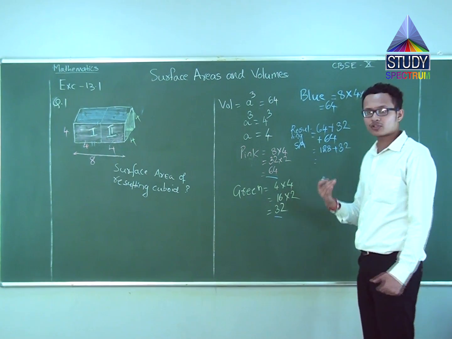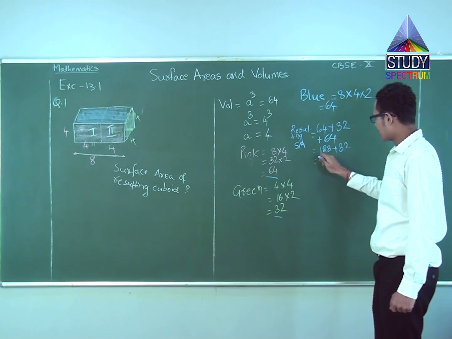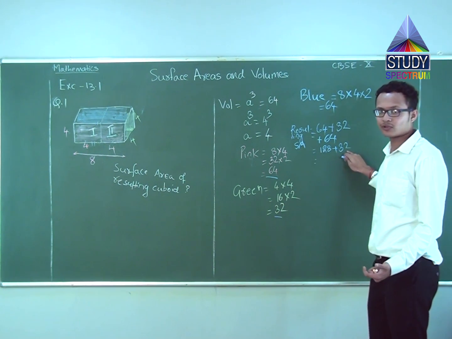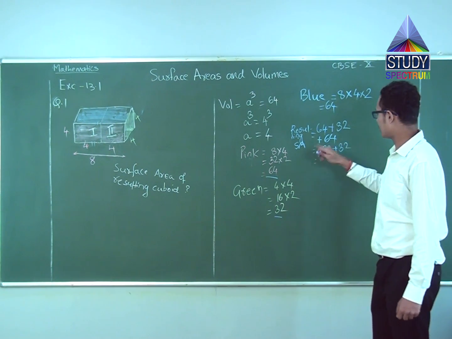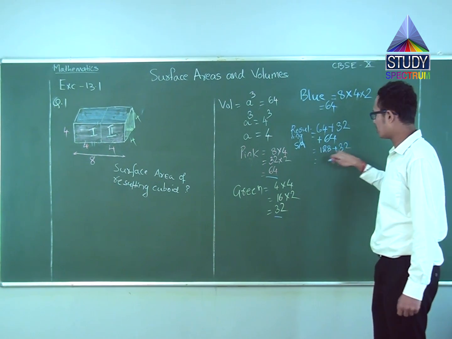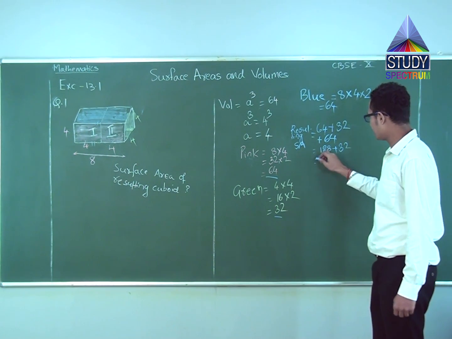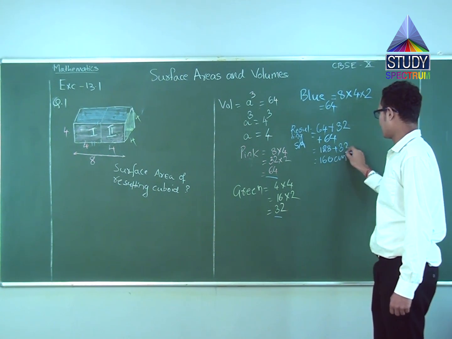I'll tell you a shortcut method to add these two numbers. Consider 120 from this 128 and 30 from here. It's easy to add zeros always. So 120 plus 30 is 150. The remaining is 8 and 2. Add them separately. So initially we had 150 and this 10. This is 160 centimeter square. That's the answer.